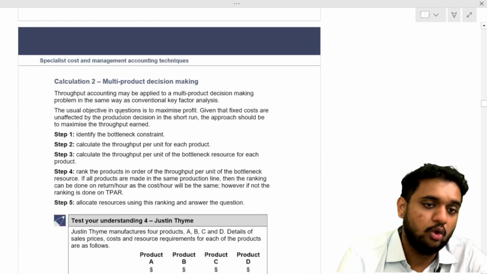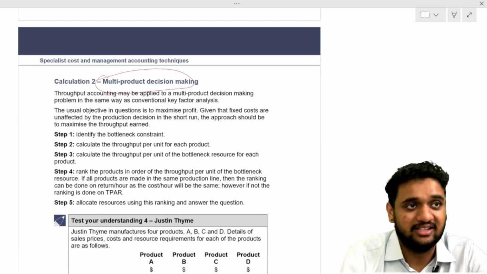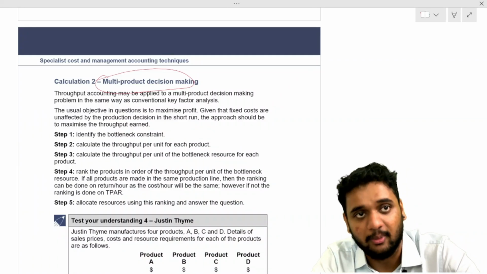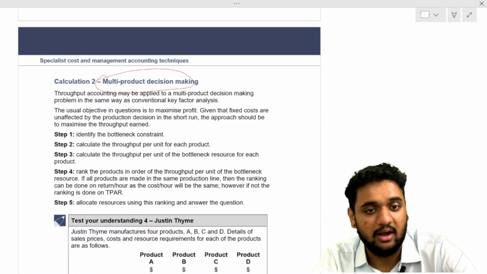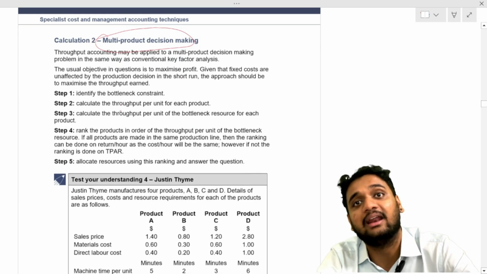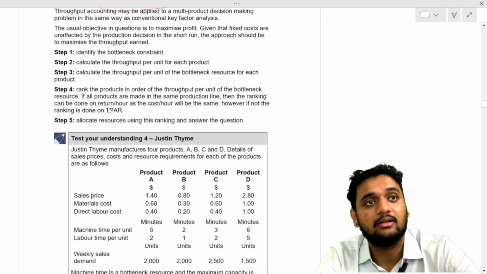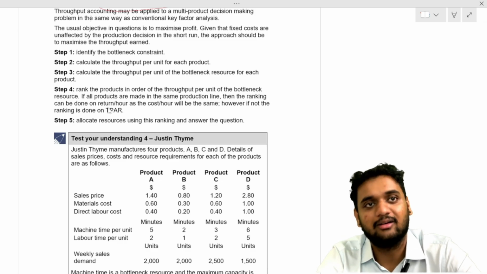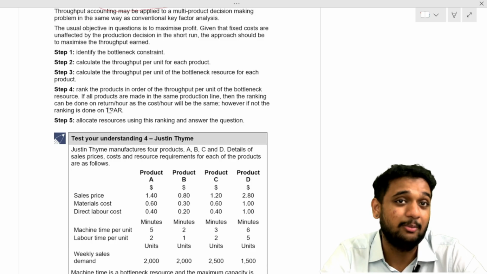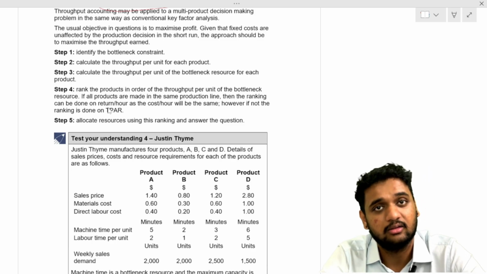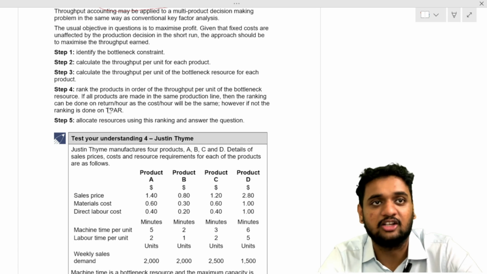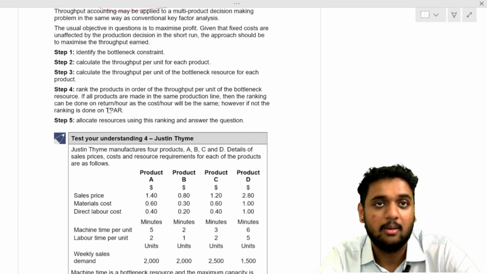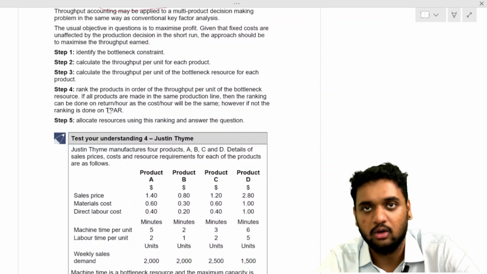Now we will do multi-product decision making, when we have multiple products, not multiple bottlenecks. The bottleneck will always be one only. When you have multiple products, what will we do there? Wrong, that's why you have to revise and come. Rank only we will do. With multiple limiting factors, we will do equations. With multiple products, we will do ranking only.